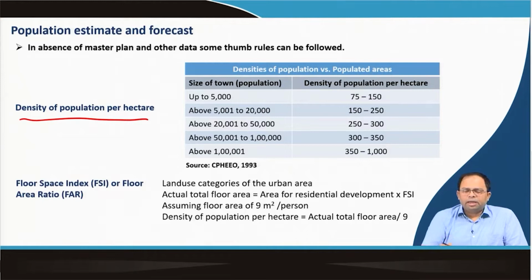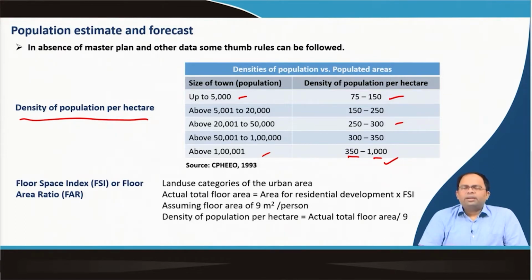Usually we assume that in towns of smaller size, like 5,000 people, the density of population is around 75 to 150, or above 20,000 to 50,000 around 250 to 300, whereas above 1 lakh the density is around 350 to 1,000. So that is the first thing that we will consider, the total number of people living in a particular area. If we know the area of that particular zone, we can assume these kinds of densities and determine how many people are living in that zone.